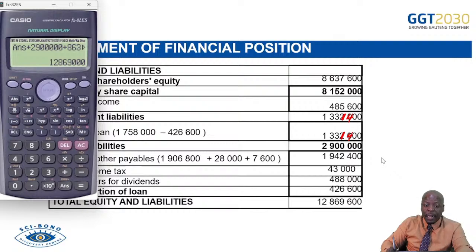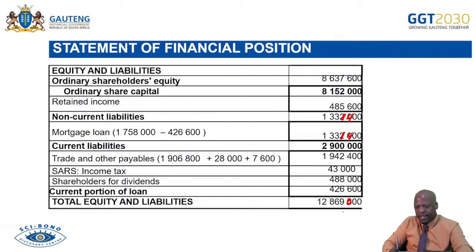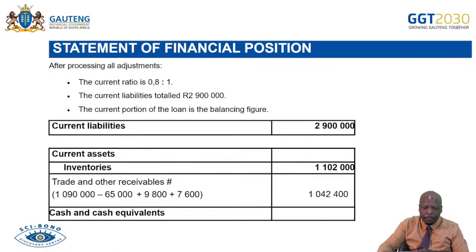All right, so that's going to give us now the closing balance of 12,869,000. That is how it ends. Once we get that, we're now going to go on to the next part, which is our assets part.